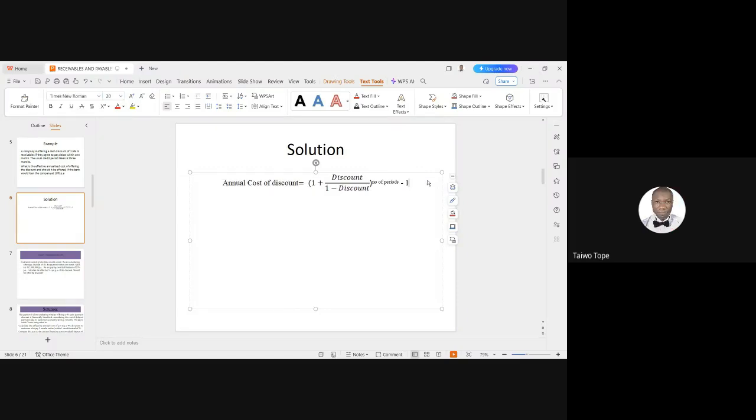So let's start with this so that we get it as appropriate. Now, going by this formula, to get your annual cost of discount, from this formula, we'll have it as what? Your discount is what? The 2.5%. Value of the discount, 2.5%.